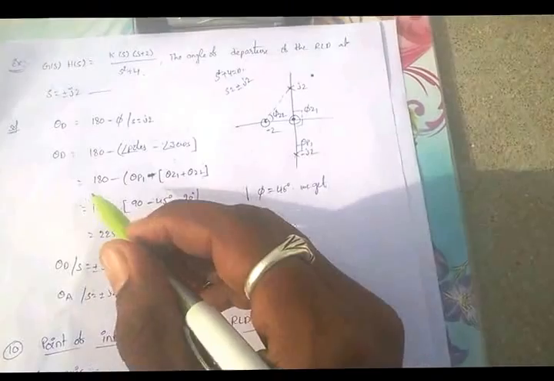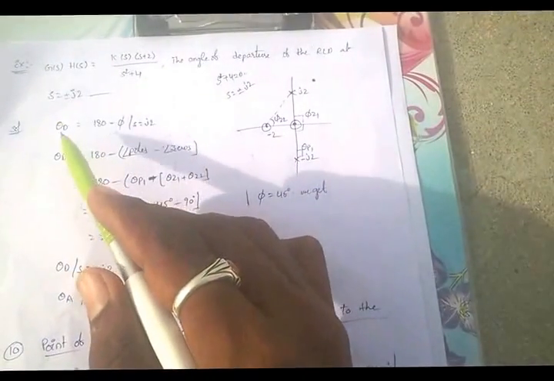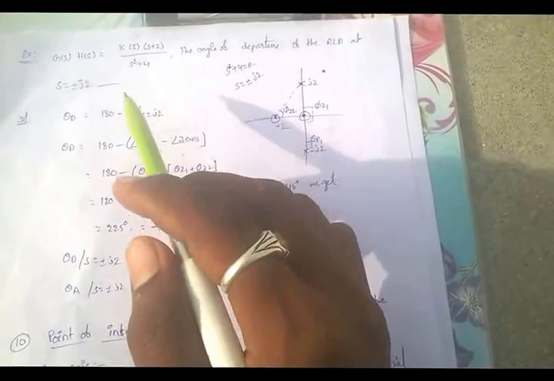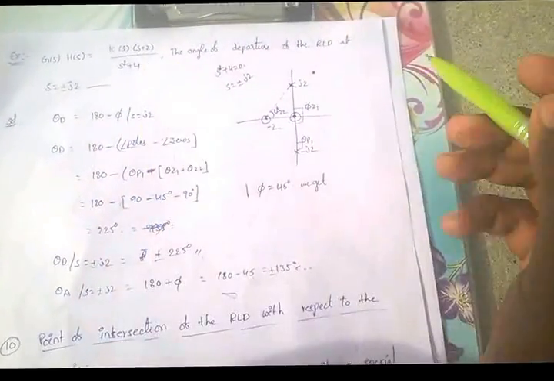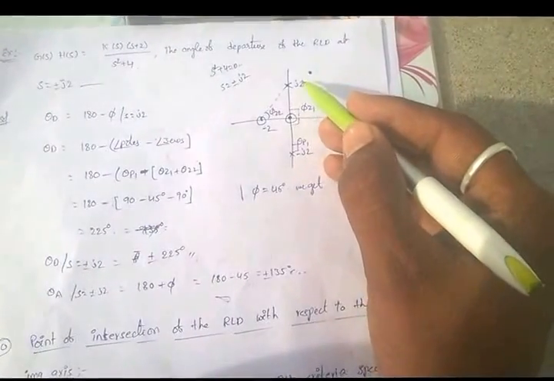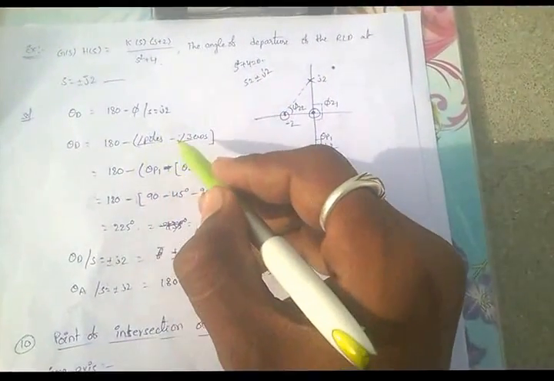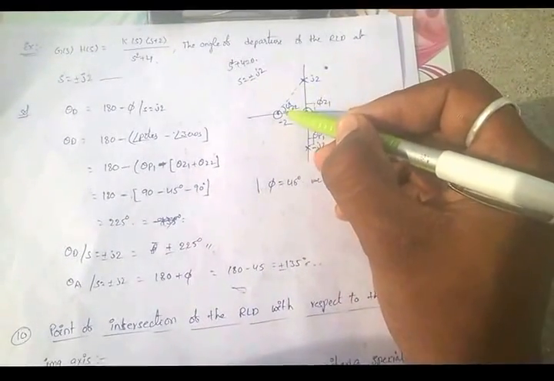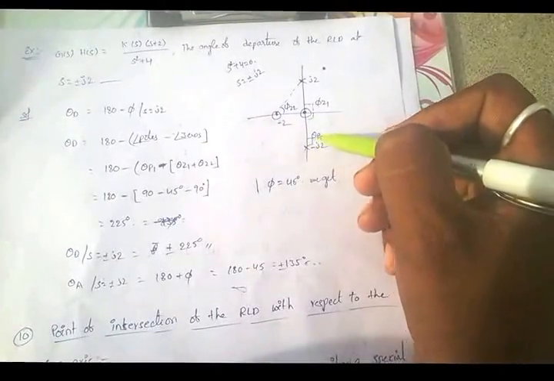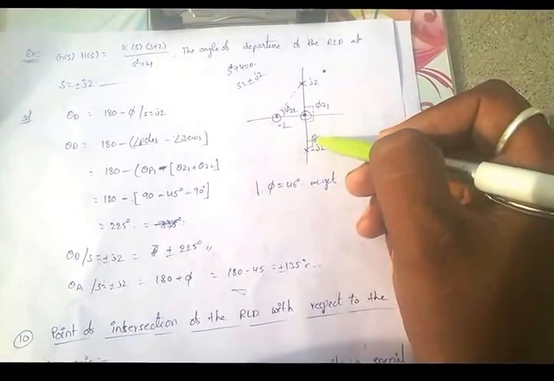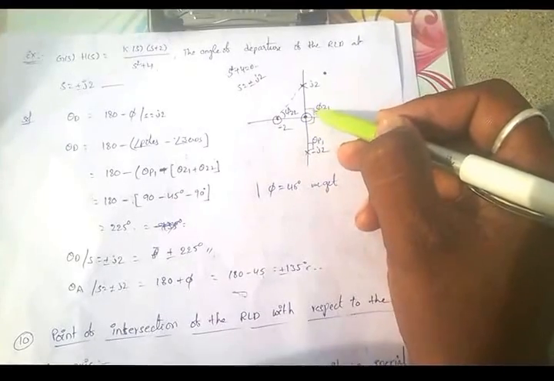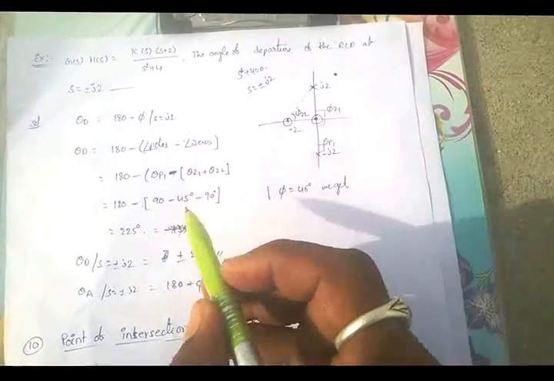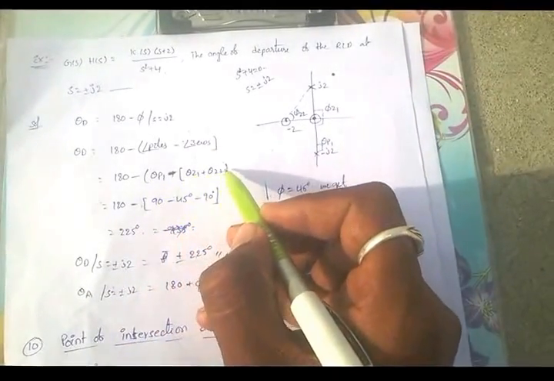We have to find the angle of departure at s equal to plus or minus j2. We know the equation of angle of departure is 180 minus phi. First we find 180 minus phi at s equal to j2. Here 180 minus phi means angle of poles minus zeros. For this pole P1 the angle is theta P1, from the zero it is theta Z1, and for the other it is theta Z2. So it is 180 minus theta P1 minus theta Z1 plus theta Z2.